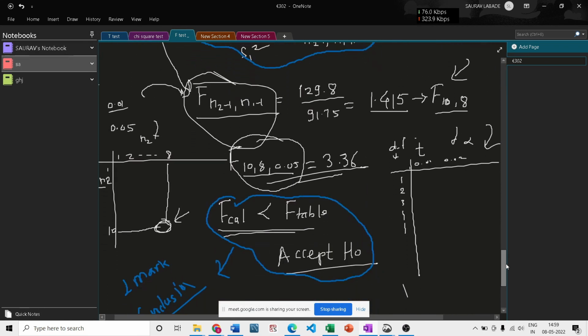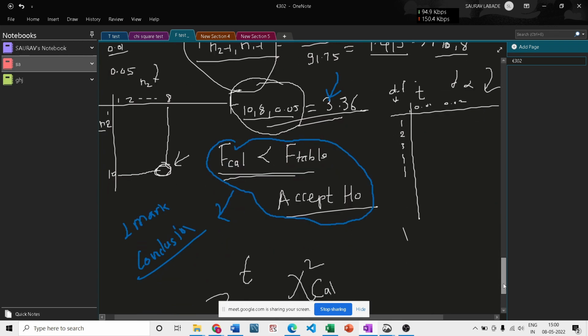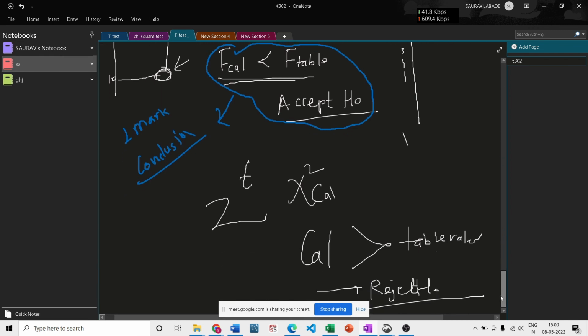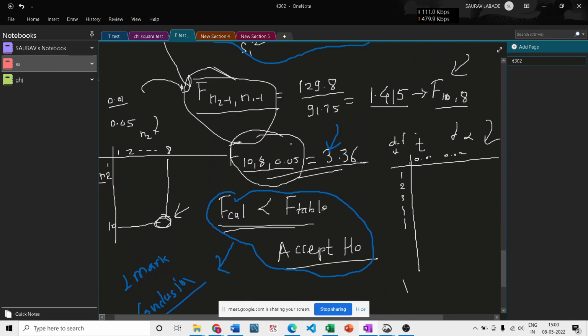Can you explain where this 3.36 came from? 3.36, okay, this table value. For that purpose, this table value we are getting from the tables, right? You remember that we found the table value of the normal distribution from the normal table, right?